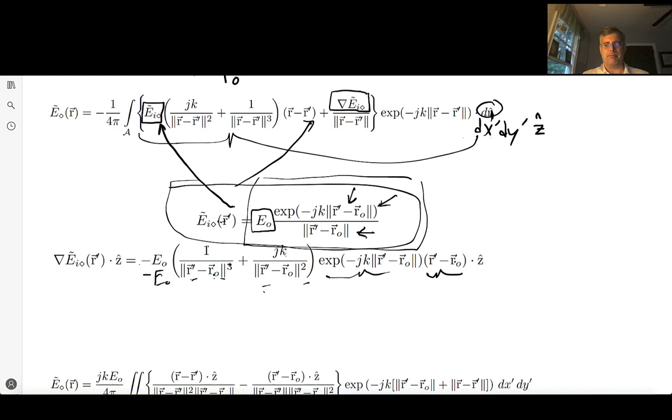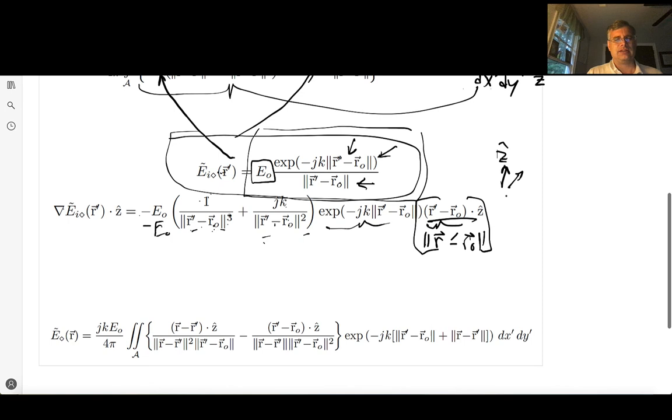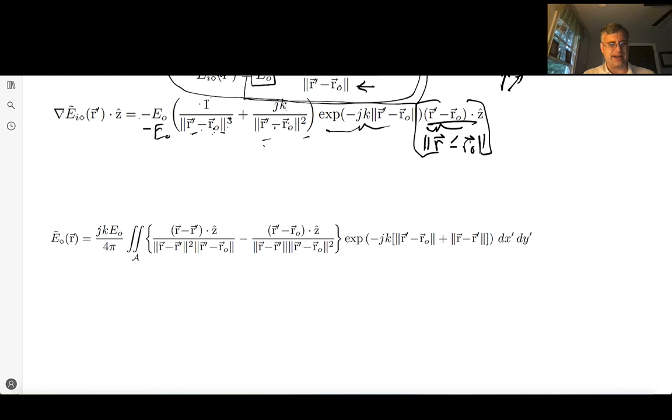So really, I start off with 1 over distance fall off in field. When I differentiate, I get a 1 over distance and a 1 over distance squared term. It looks like 1 over distance squared, 1 over distance cubed, but I'm going to need one of these to factor out to make a unit vector that I can then project onto z hat. And my final result, when I plug this all back in, is going to be here.